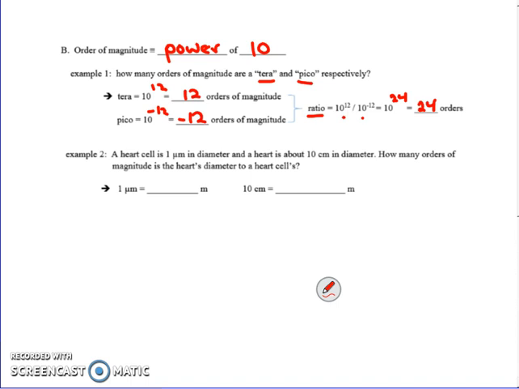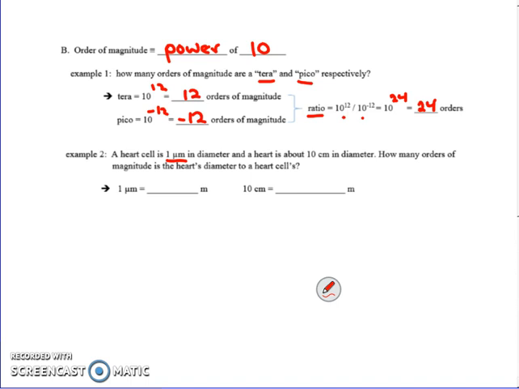Okay, one last example. A heart cell is roughly this funny thing that's micro, if you look it up, meters in diameter, and a heart is about 10 centimeters in diameter. So how many orders of magnitude is the heart's diameter to the cell that actually makes up a heart? And you could use that to kind of approximate how many cells make up a heart, based on dividing the overall diameter of the heart by the diameter of one cell that makes it up.